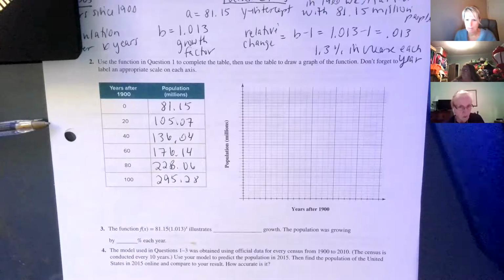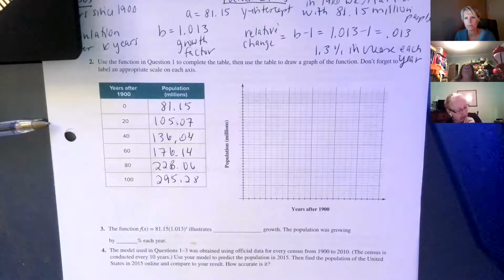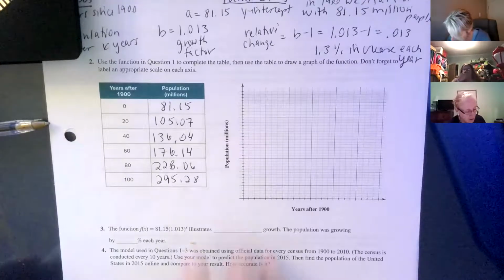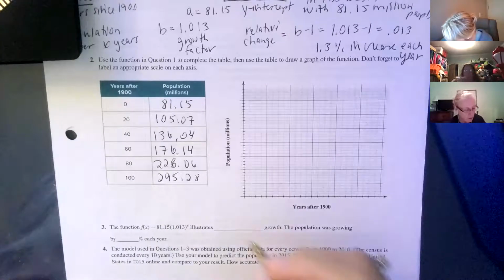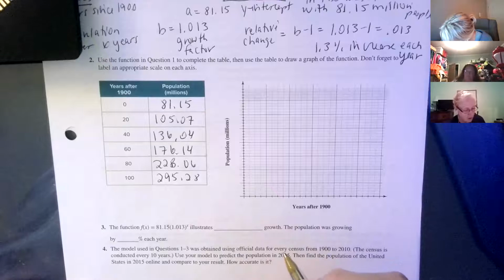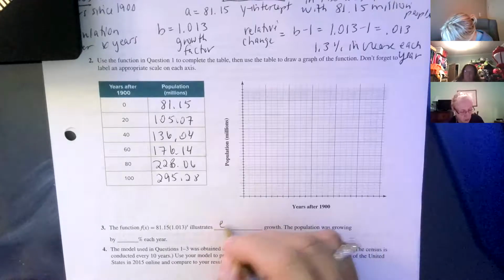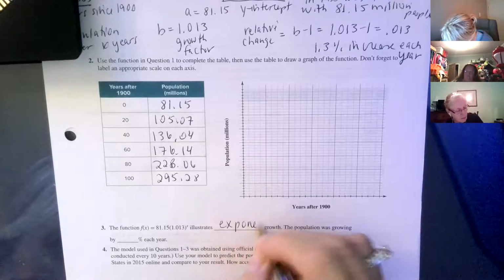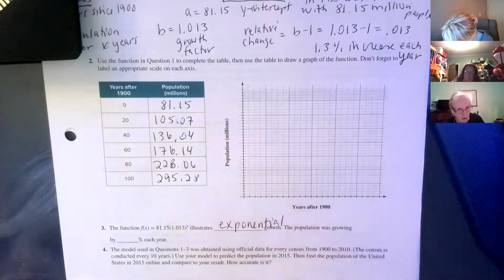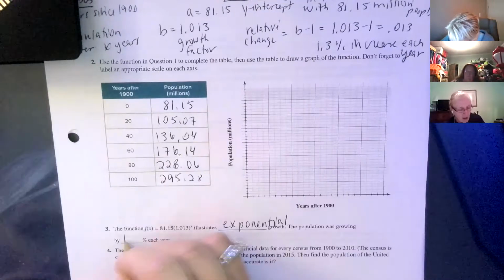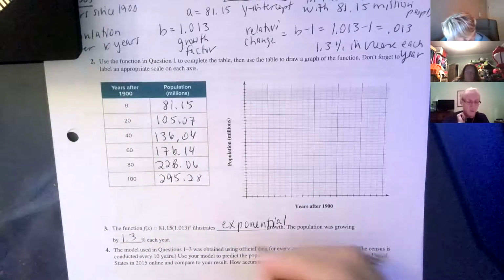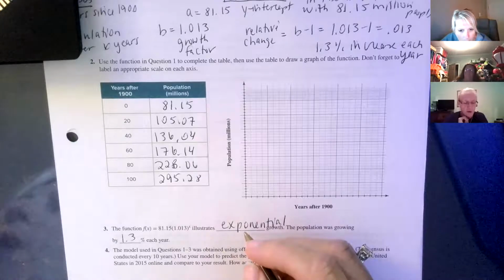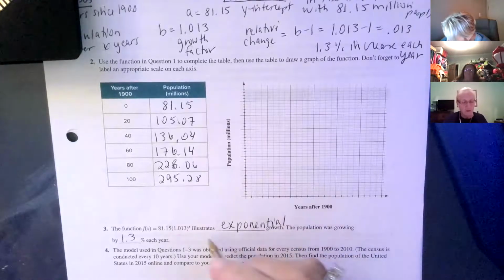So I have a question though. For 3, the function f(x) equals 81.5 times 1.013 to the x, where 1.013 was the relative change, illustrates that exponential growth in the population. And the population was growing by 1.3% increase each year, correct? Yeah, good job. But I had the 1.3 because that's what you gave us on the top, but I'm not quite sure how you figured that one out.